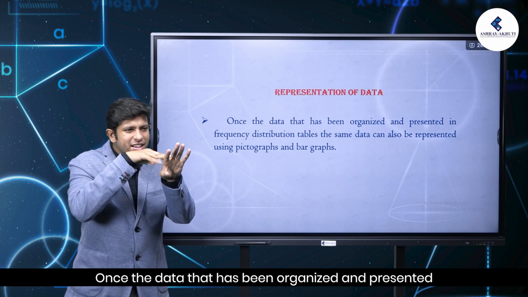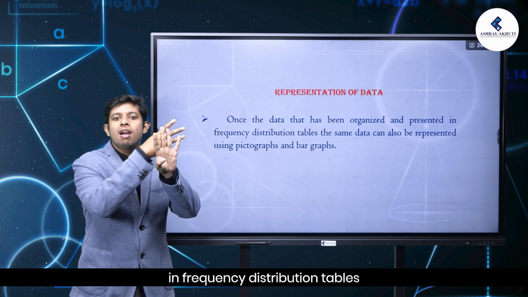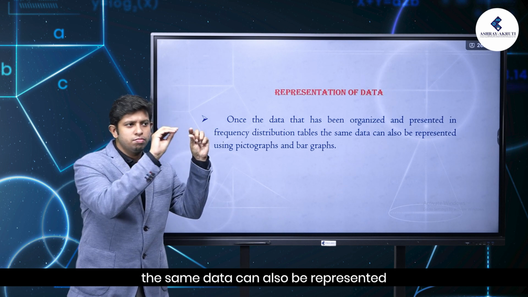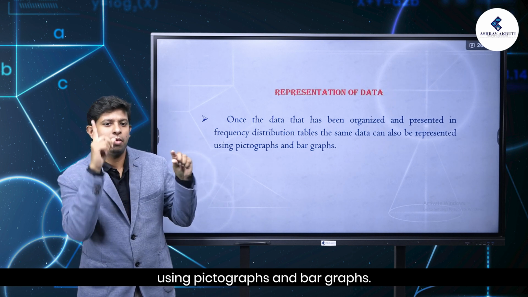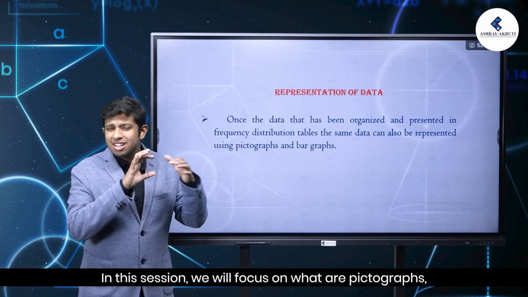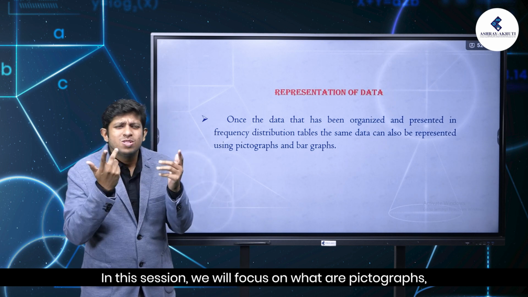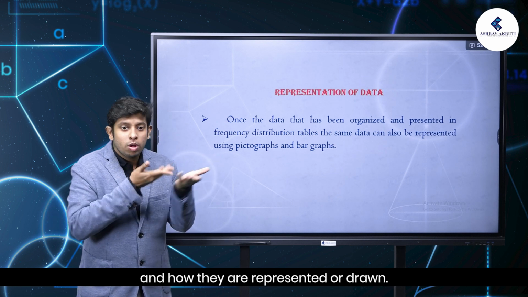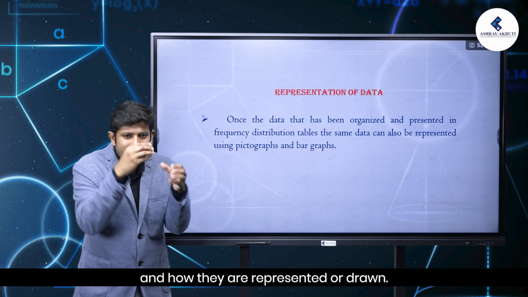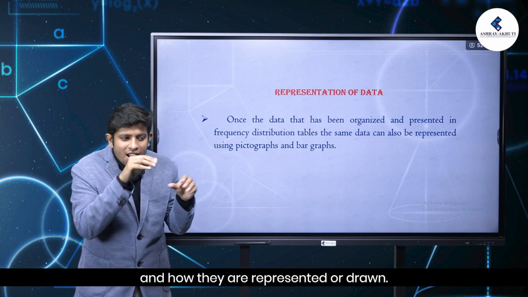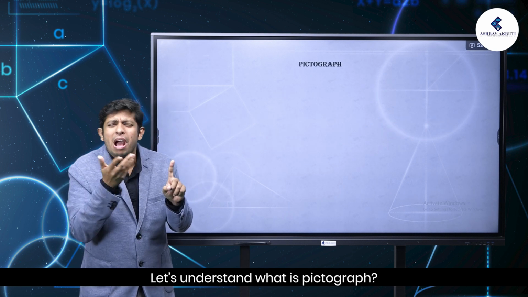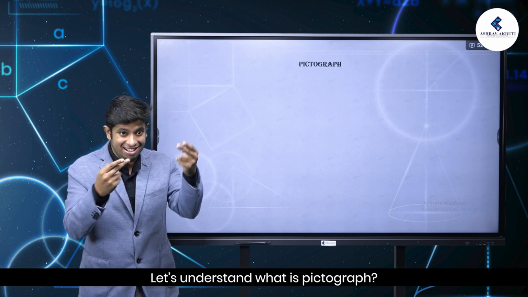Once the data has been organized and presented in frequency distribution tables, the same data can also be represented using pictographs and bar graphs. In this session, we will focus on what pictographs are, how they are used to understand the data, and how they are represented or drawn. Before going into the topic, let's understand what a pictograph is.